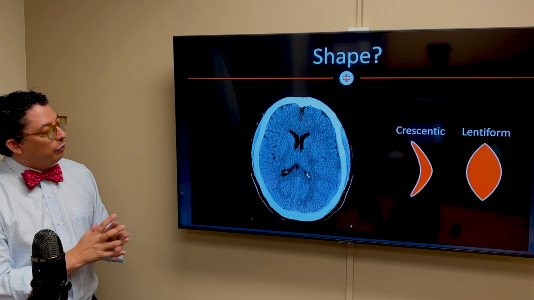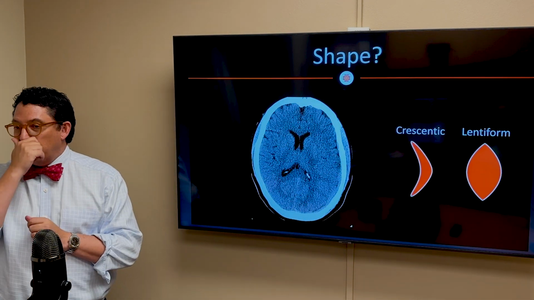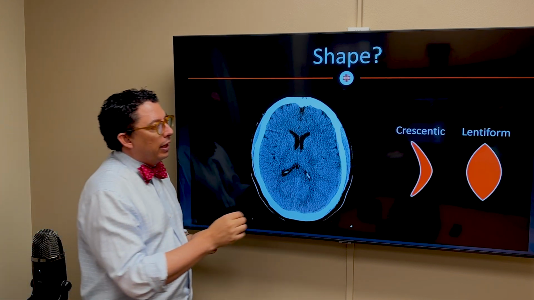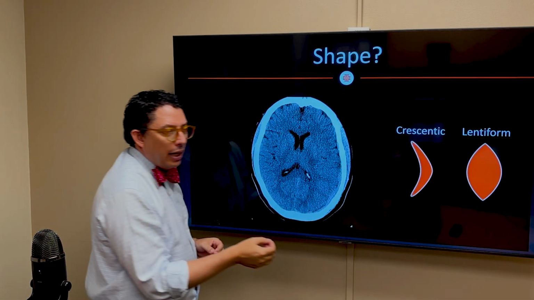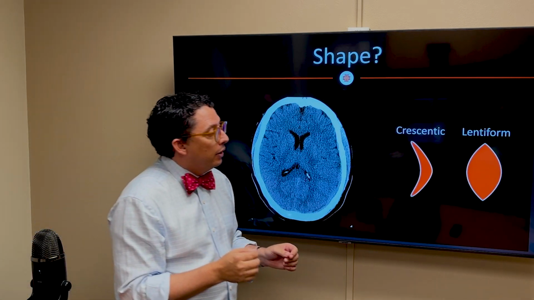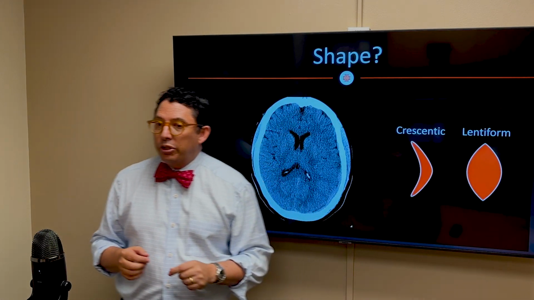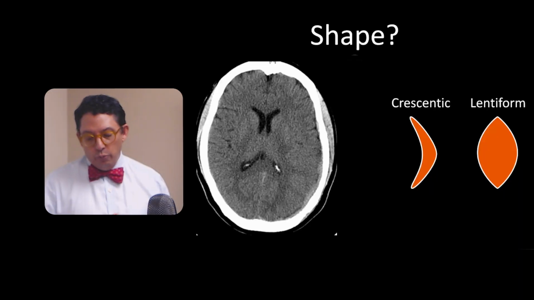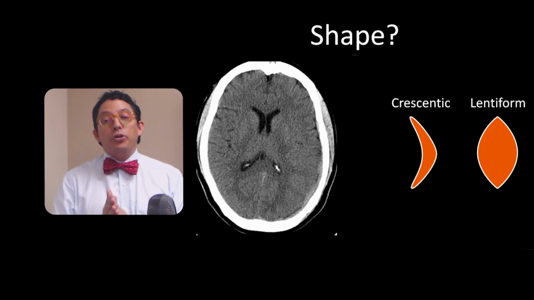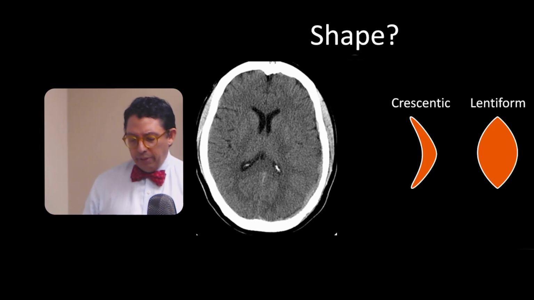So let's start first with fluid collections that are extraaxial. And there are two types of fluid collections that we're going to talk about first. One has a crescentic shape, kind of like a boomerang, and another one has a biconvex shape, which is this lentiform shape. They're very different, and their prognosis is also different. And this is a very high yield topic for your training in medicine.